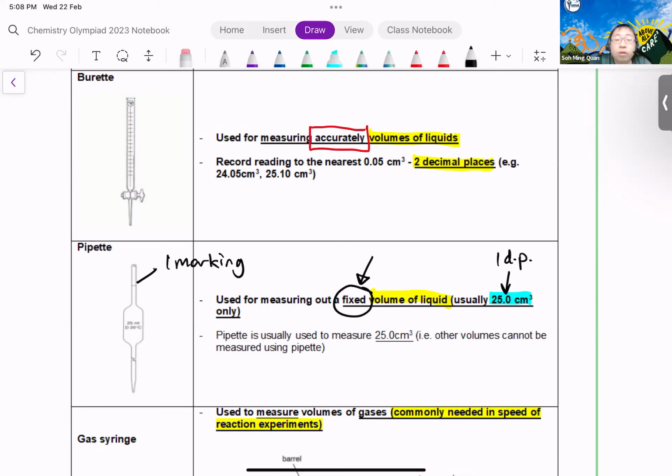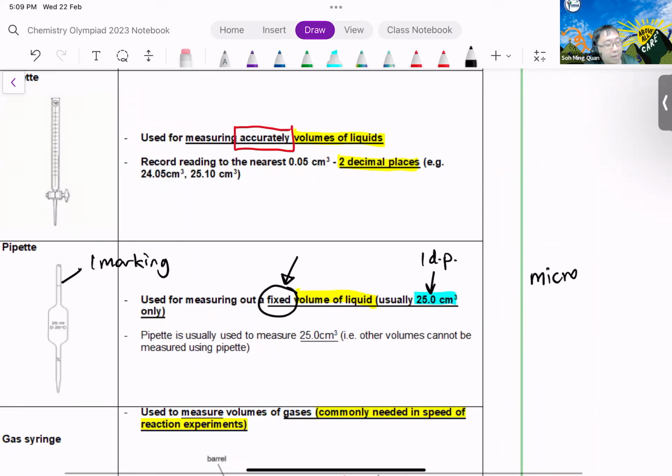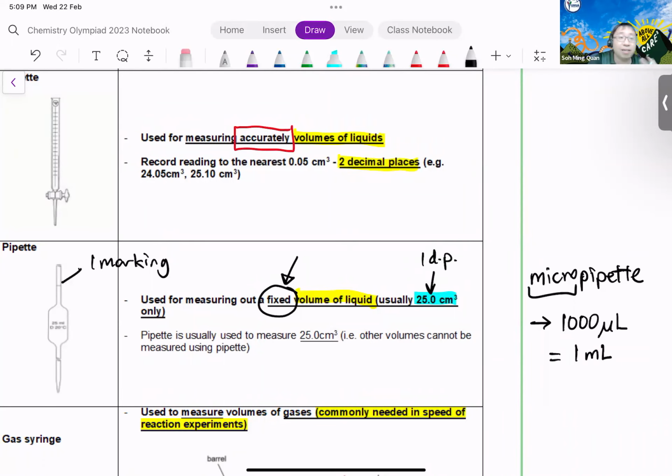Now, do pipettes only come in 1 dp and do pipettes only come in 25.0 cm3? The answer is no. There are smaller pipettes available. So for example, if you work in a biomedical science lab in future, you will use what we call a micro pipette. Okay, so besides pipettes, there are micro pipettes. And as the name suggests, you can imagine micro pipettes measure relatively smaller volumes. All right, micro pipettes can measure 1,000 microliters. 1,000 microliter is basically 1 milliliter.